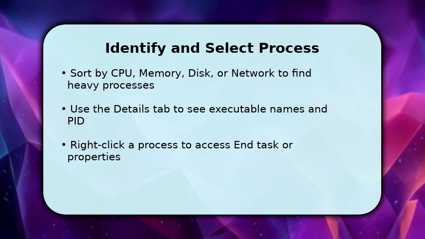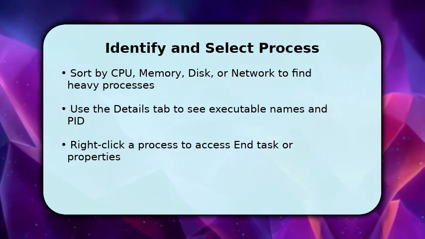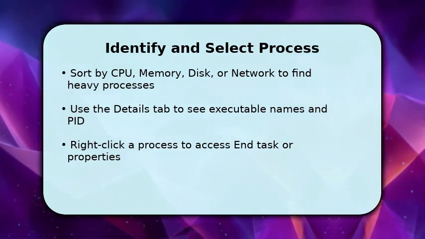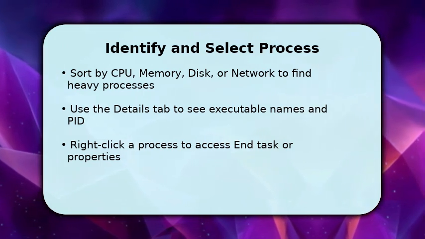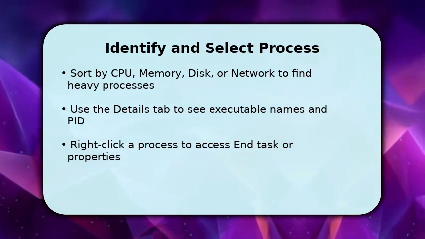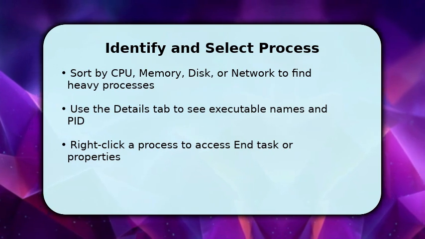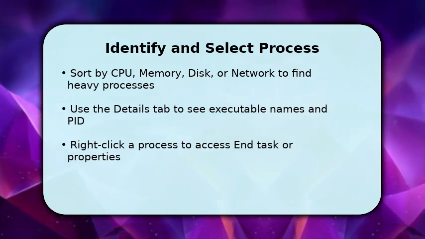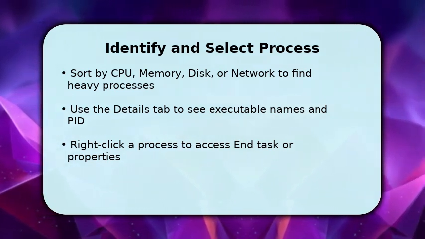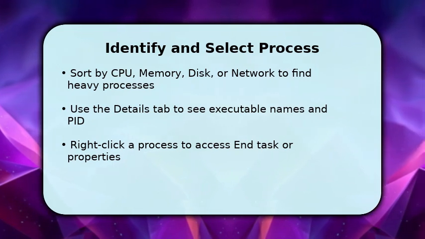If it's ambiguous, switch to the Details tab to check the executable name and PID so you're sure what you'll terminate. Select the exact process line and right-click to expose End Task, Create Dump File, or Open File Location. Pick End Task once you're confident to stop only the intended item.